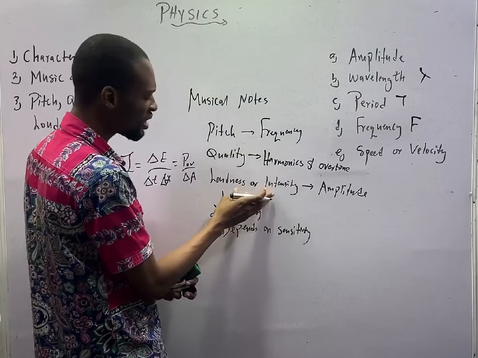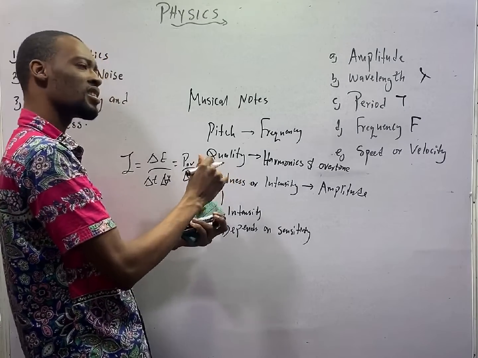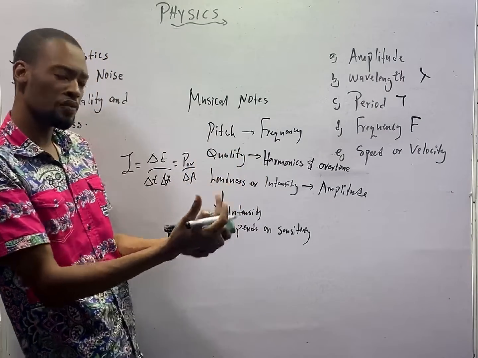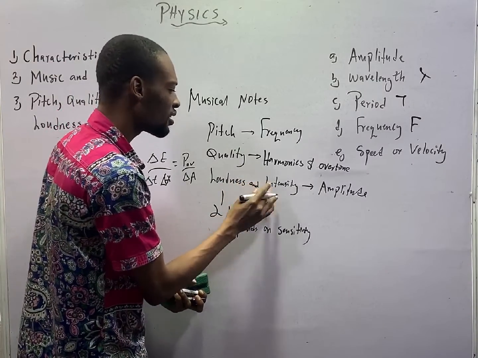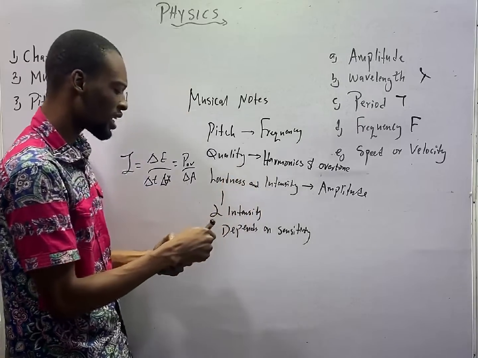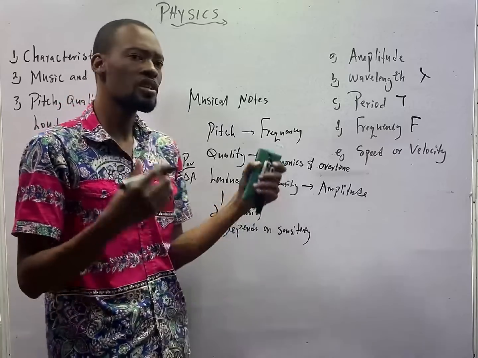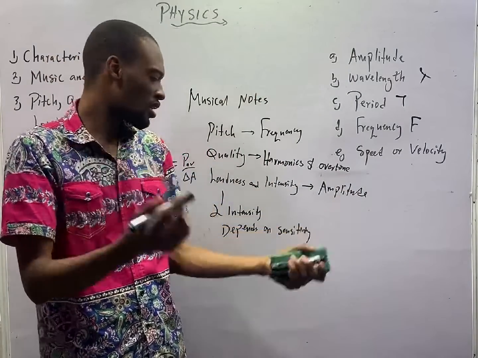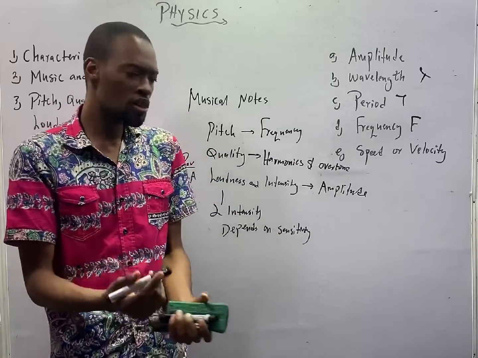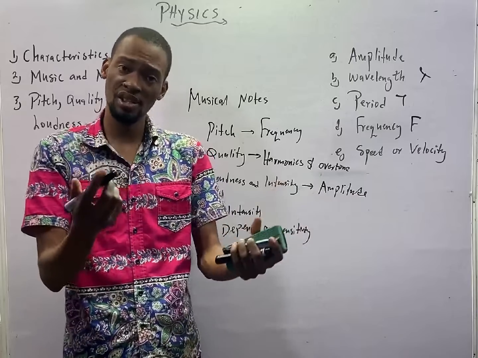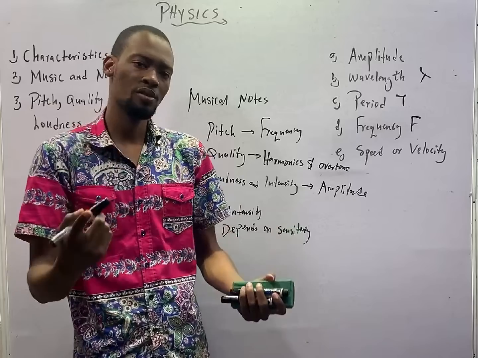Intensity is the time rate of flow of energy per unit area, perpendicular to the direction of the wave. Although we'll be using loudness and intensity interchangeably, they actually refer to different things. Now look at this. Loudness is human perception of sound. Loudness is proportional to intensity, which means as the loudness of sound increases, the intensity increases, although it is not really a linear relationship.